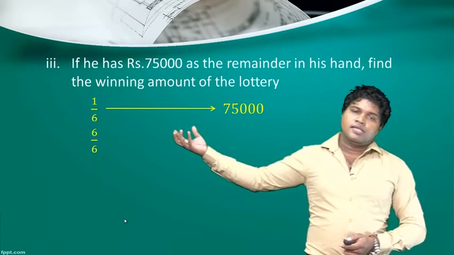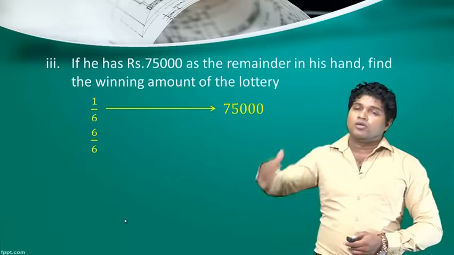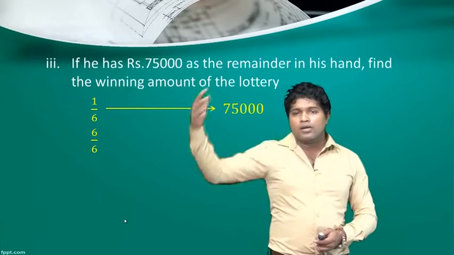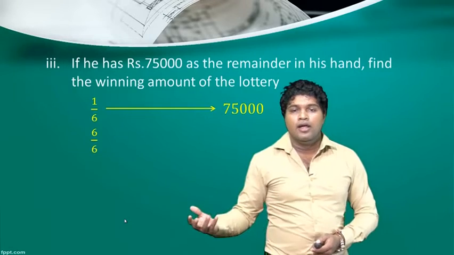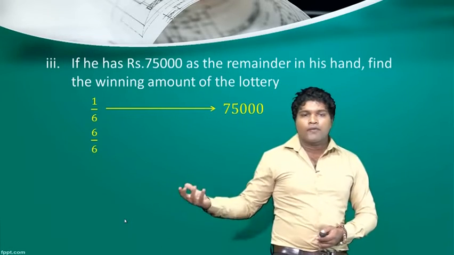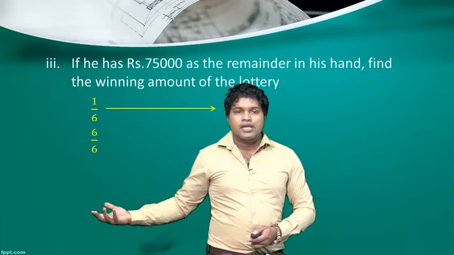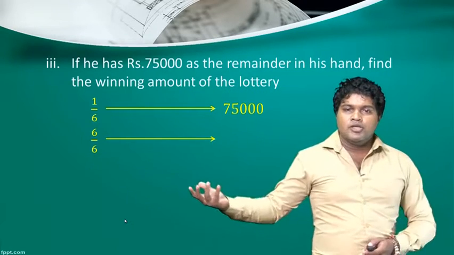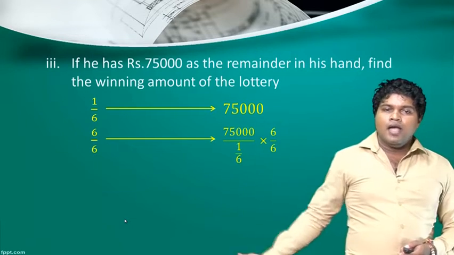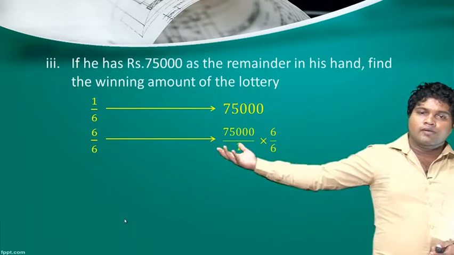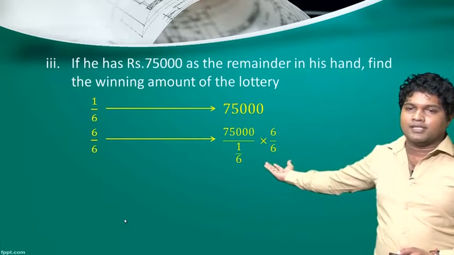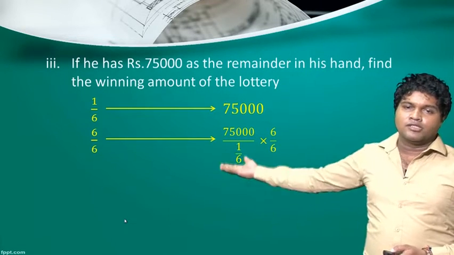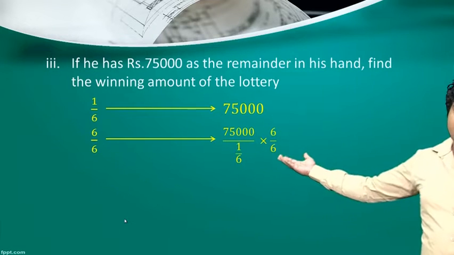If this 75,000 becomes 1/6 of the total winning amount, when they ask for the winning amount or total amount, then you have to get the whole fraction. Whole fraction is 6/6. Then you have to calculate 6/6. You have to take down that 75,000. If this 1/6 becomes 75,000, what is 6/6?